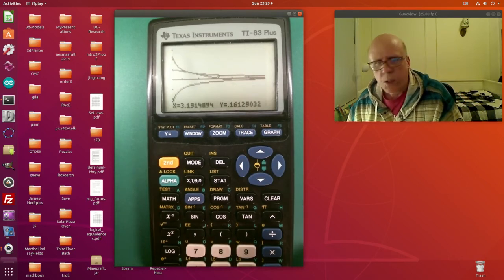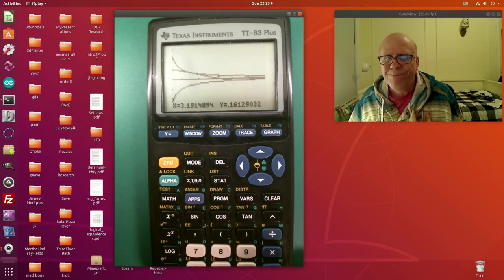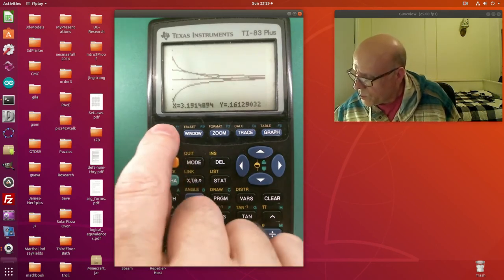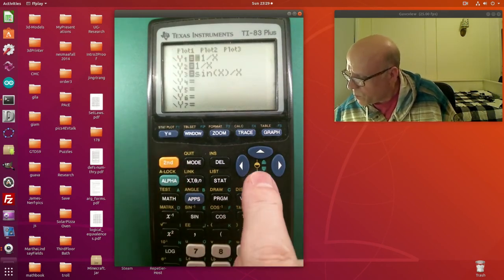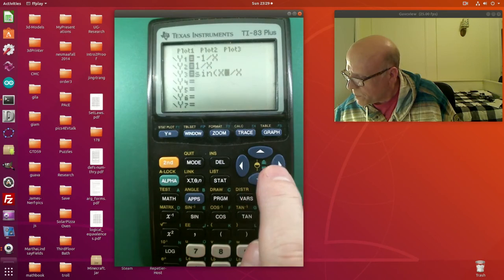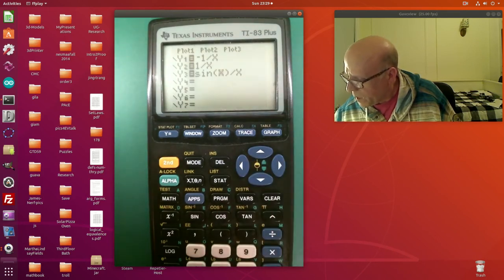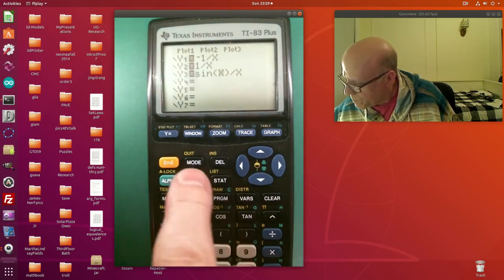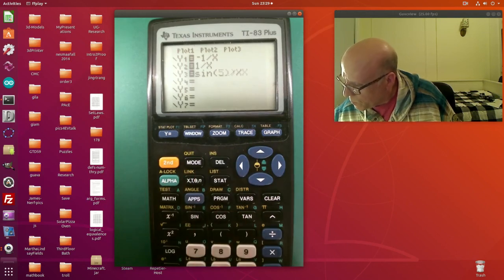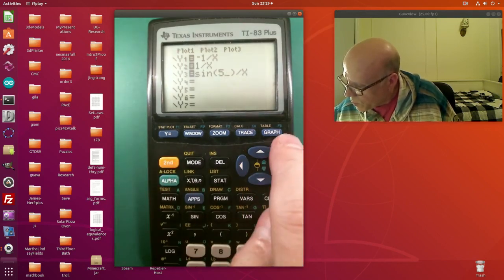Well, that was kind of cool, wasn't it? I think I've got to change the one function, the sine of x over x. Let's make it the sine of like 5x over x. I'll have to hit insert, put a 5 in there. That should make it look a little nicer.